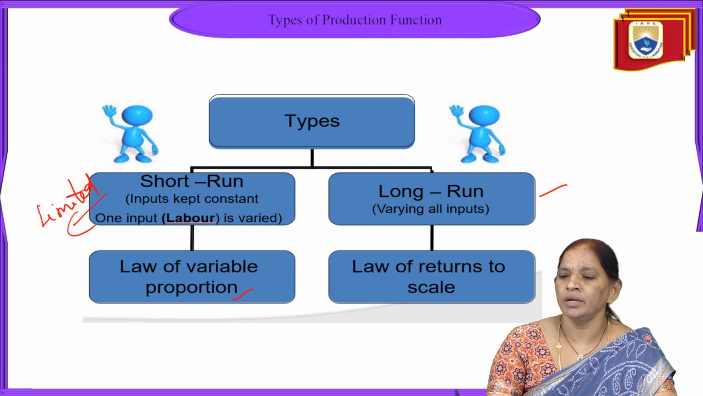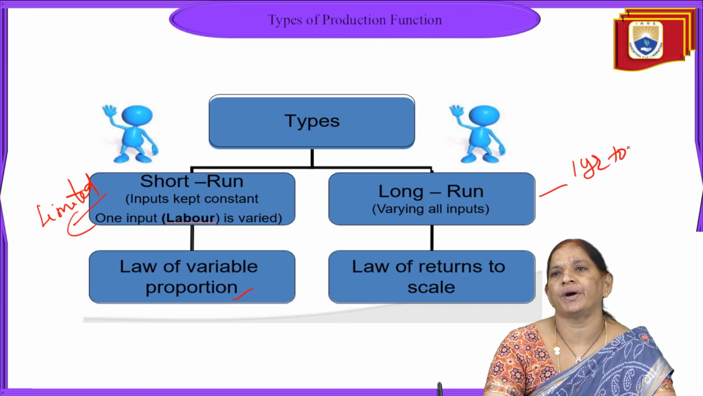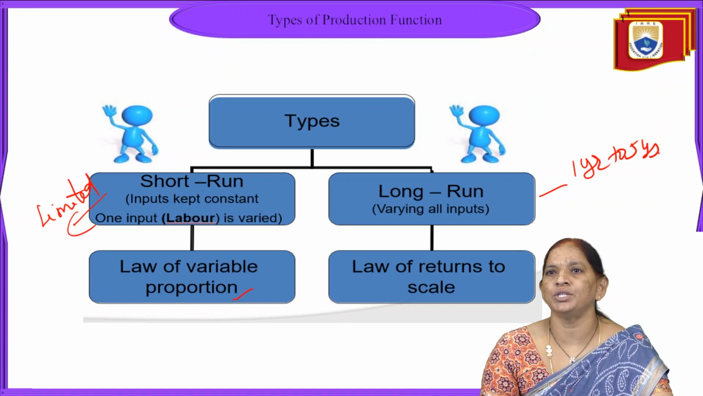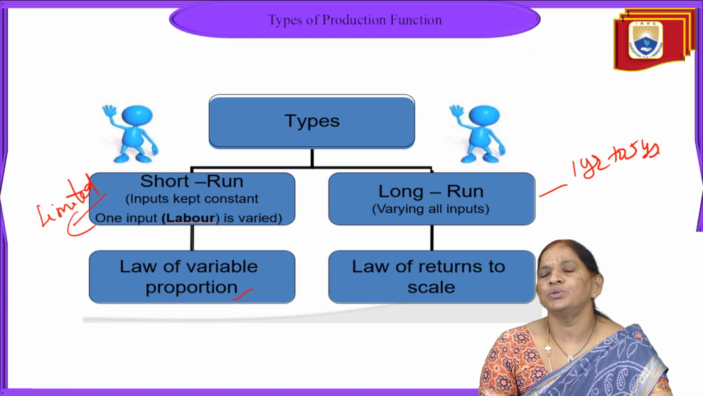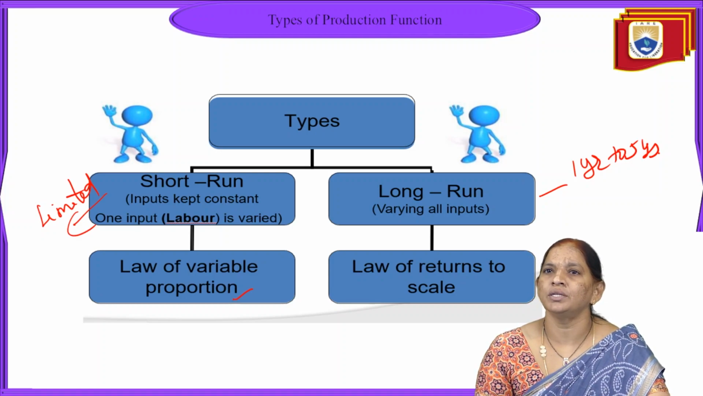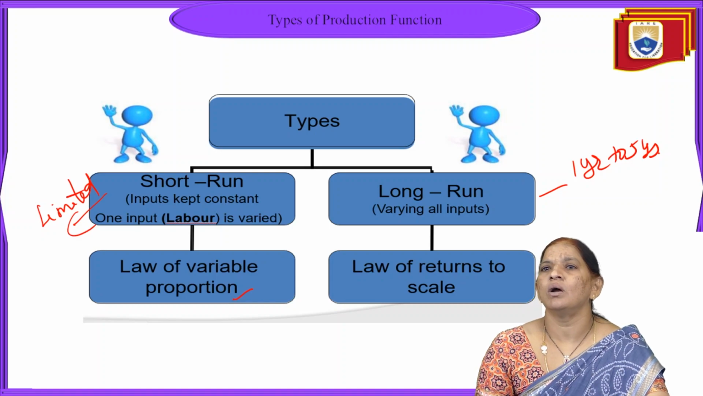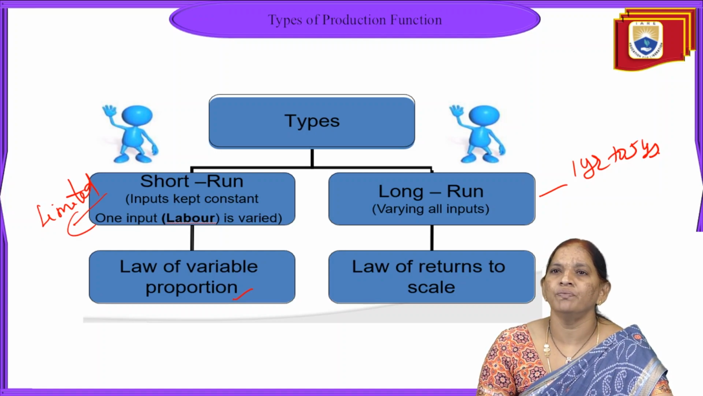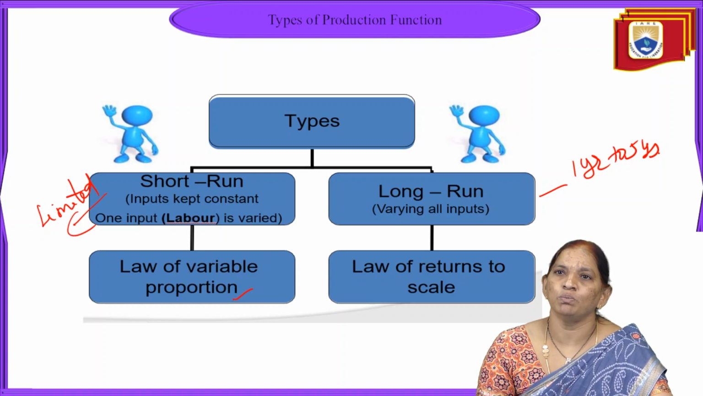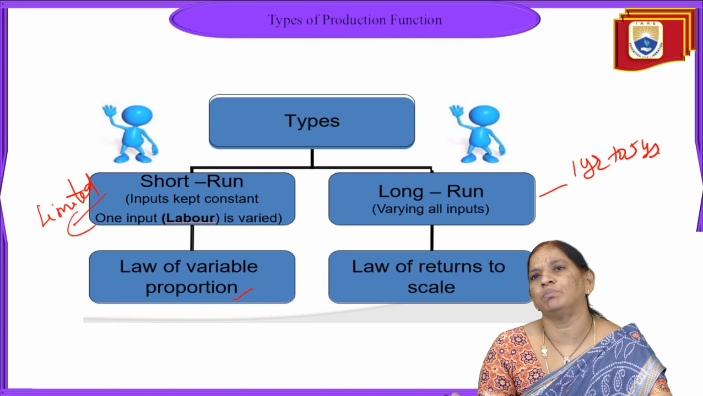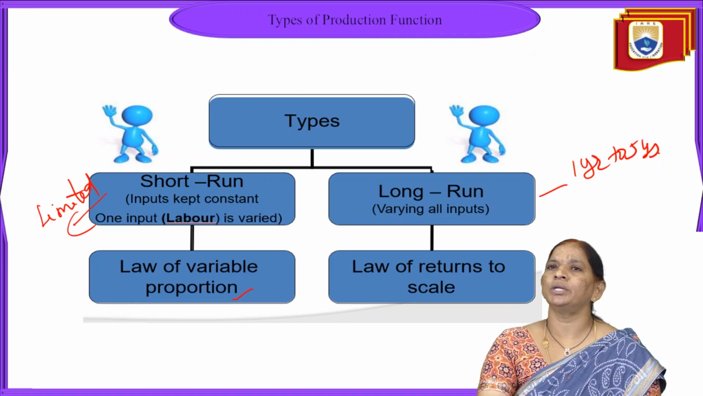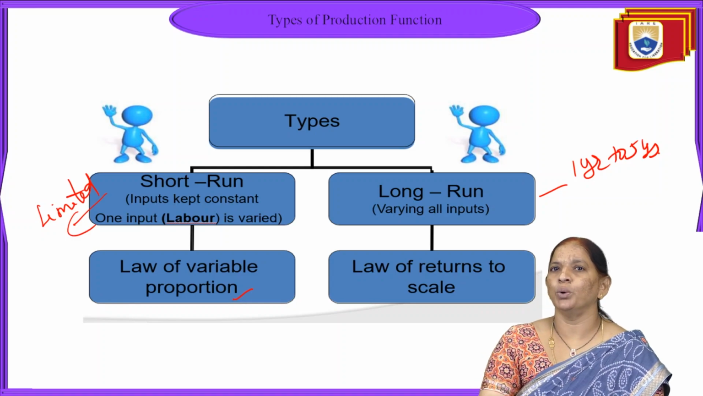Why? Because long run means a period ranging from 1 year to 5 years. In this period of time, we are able to change whatever factor we want in the production. So that's why the law related to the long run factors of production is the law of returns to scale. Over a long period, maybe 5 years, we can change the factory surroundings, the labor, capital and all other factors of production. So these are the two types of production function, which we can go into in detail.